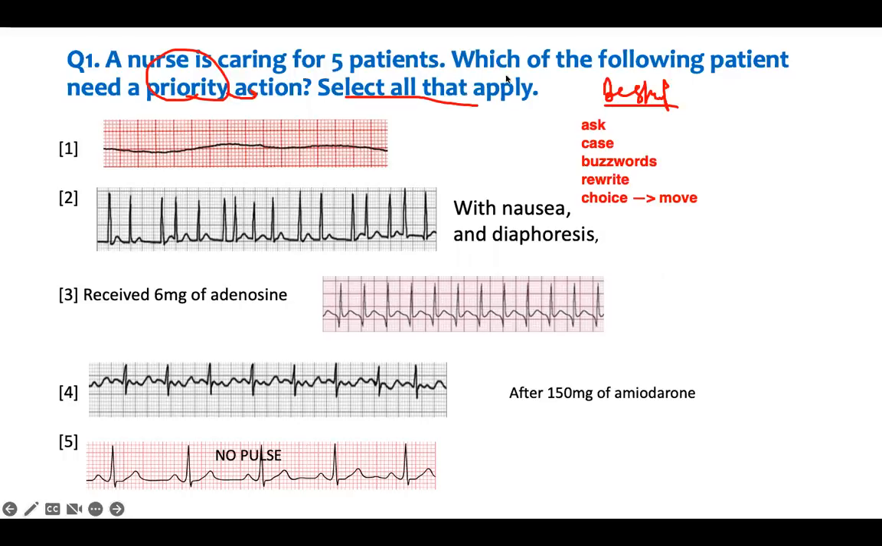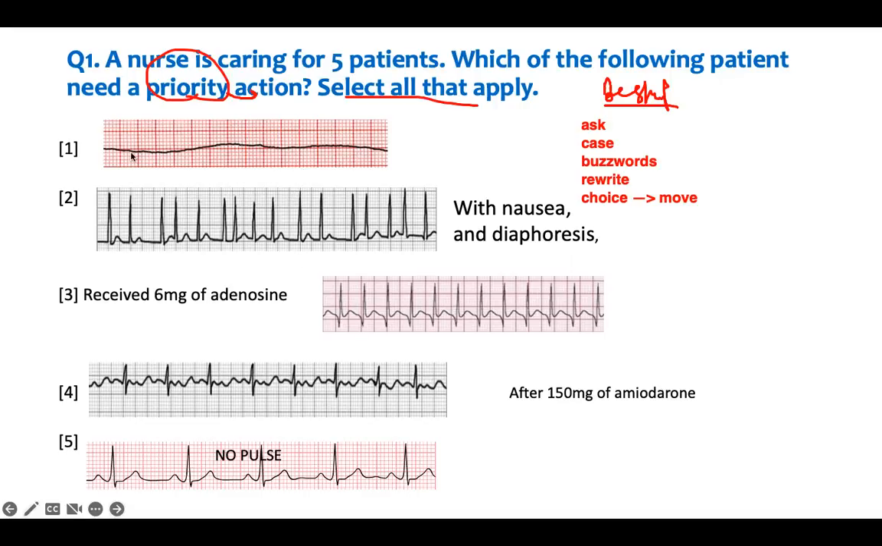The case is about 5 patients. We only need to know who needs a priority action. Buzzwords: priority action, and then rewrite. This is a simple question, so it's difficult to demonstrate adequately, but you rewrite a priority action: somebody that needs something to be done immediately. Then we take the information and go and look at each of them.